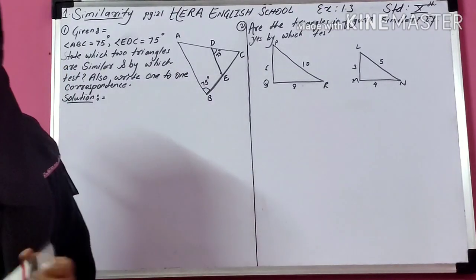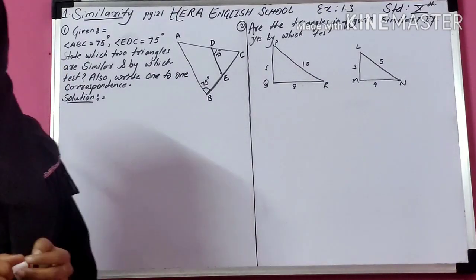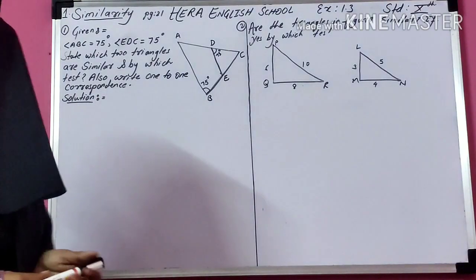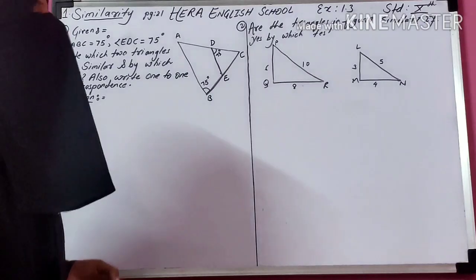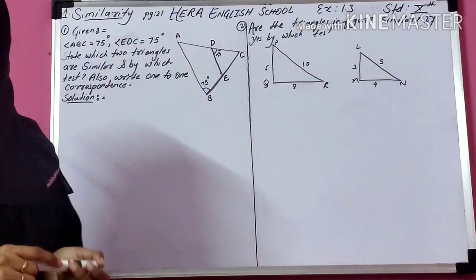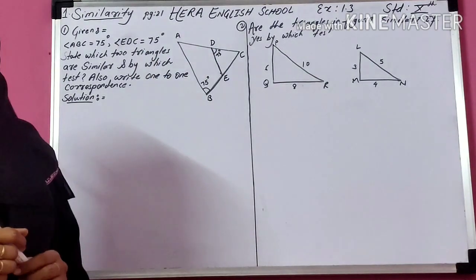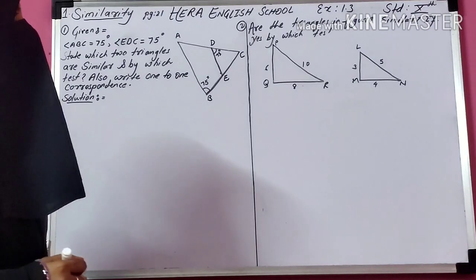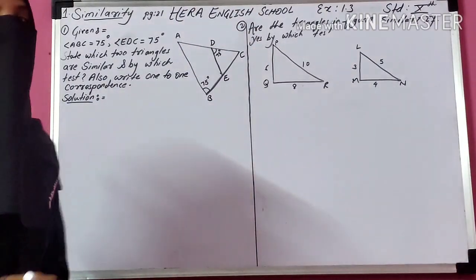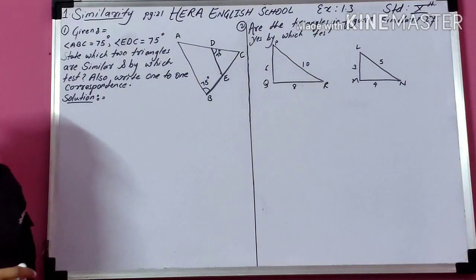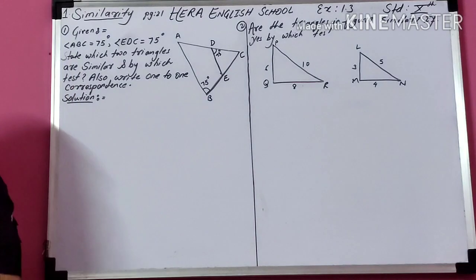In the previous lecture we discussed similarity, similar triangles and the tests for similarity. And this exercise that I am going to start today is based on the concept of similarity. Some of the sums are based on the similarity we discussed in the previous lecture. Now today I am going to start exercise 1.3. This exercise is based on the concepts that we have studied in the previous lecture, that is similarity, similar triangles and tests for similarity. Okay, let's start exercise 1.3.